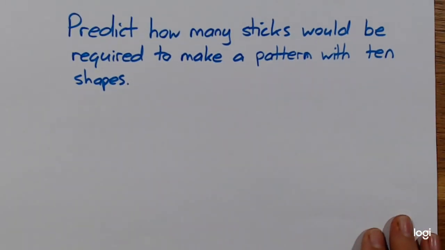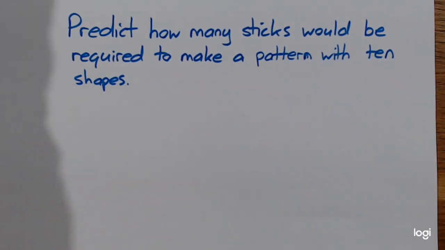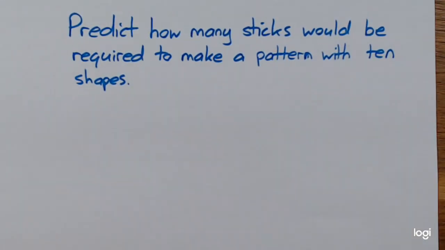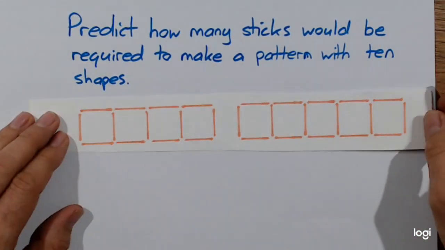Having done all of that, it says predict how many sticks it would take to make a pattern with 10 shapes. So if I wanted to draw one of those things with 10 squares. So let me get these back because this is pretty clean. This is the 4 and the 5 square shape.